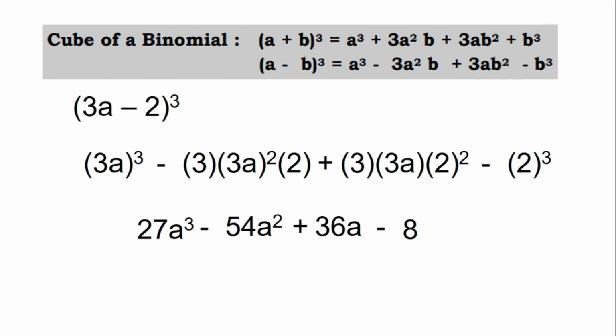Okay, so those are the different special product natin. So una ay meron tayong square of binomial, square of trinomial, and then we have sum and difference of binomial, and then we have the cube of binomial.